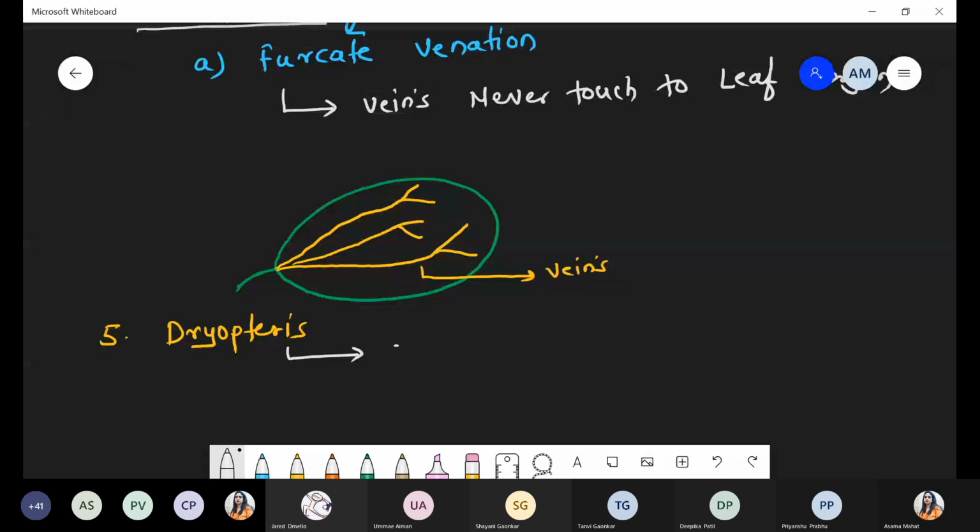So what is the meaning of circinate taxis or hyponasty? Simple meaning: in Dryopteris, to protect the leaf apex, a rolling process takes place. Hyponasty: hypo means lower side, nasty means bending, right? So what is the meaning of hyponasty? Bending towards the lower side.